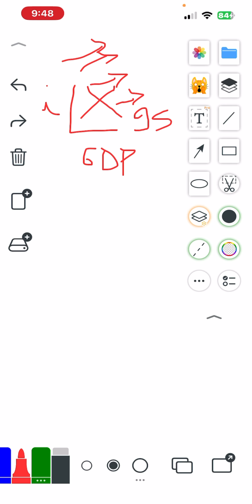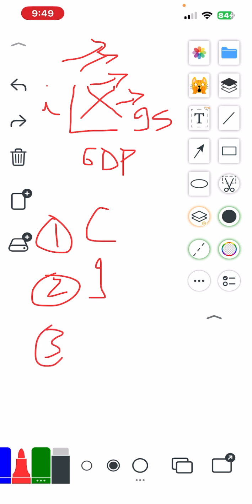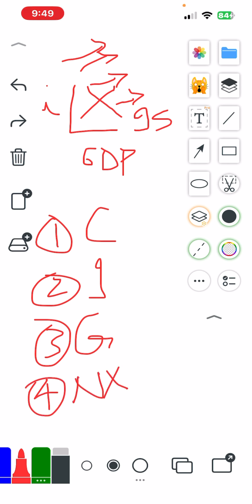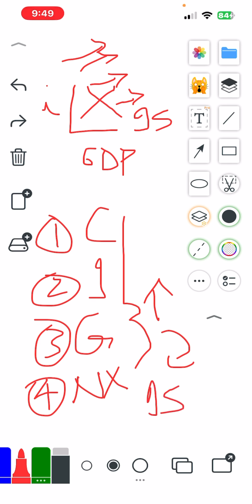If net exports go up, so we talked about consumer spending, we talked about business investments, we talked about government spending, and we talked about net exports. If any one of these go up, what's going to end up happening is the IS curve will shift right. If any one of these goes down, the IS curve will shift left.